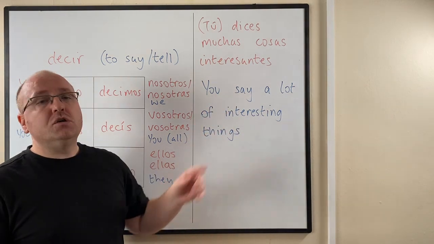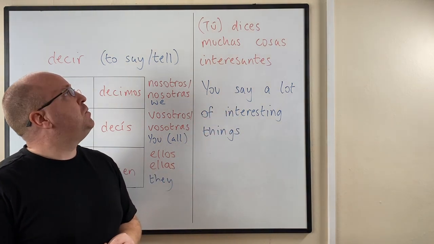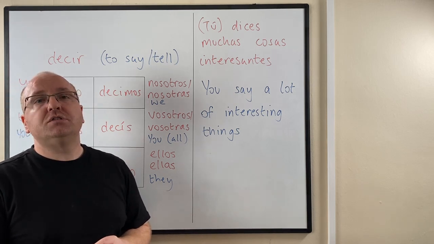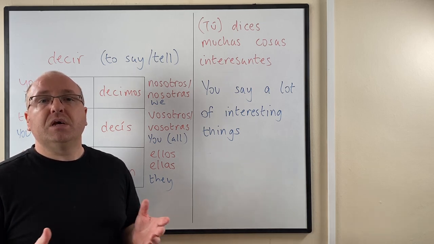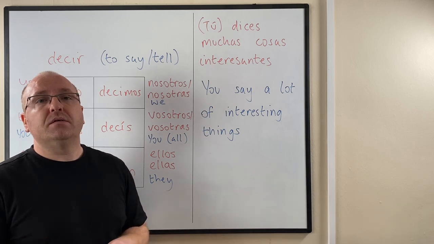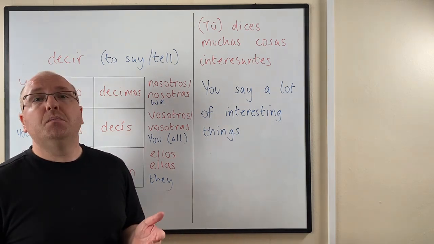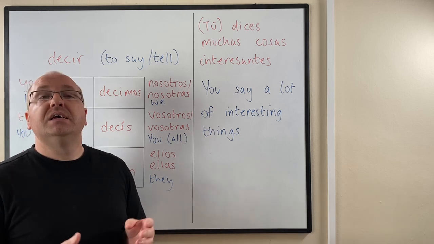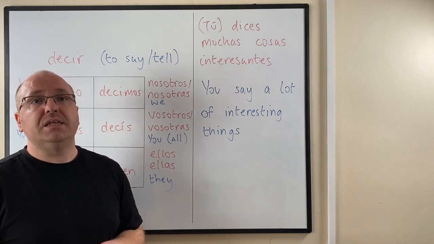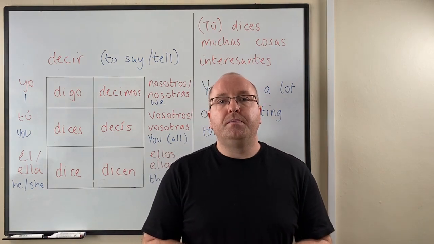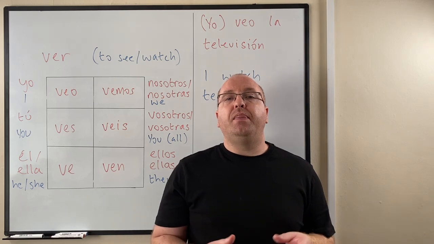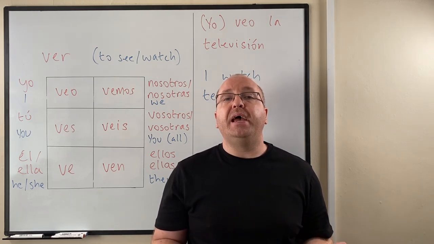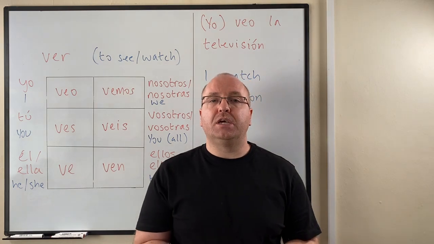Now let's look at one example sentence. You say a lot of interesting things. In Spanish that would be, tú dices muchas cosas interesantes. Now we can drop the pronoun tú, and in natural Spanish speech it would be dices muchas cosas interesantes. Okay, so now let's look at another verb. The next verb that we're going to see is the verb for to see or to watch, depending on context. And that verb in Spanish is ver.